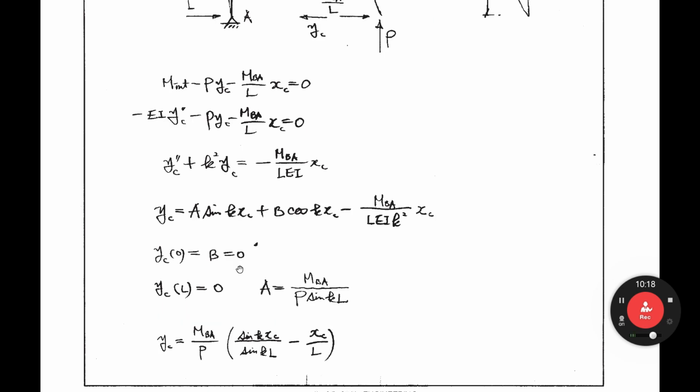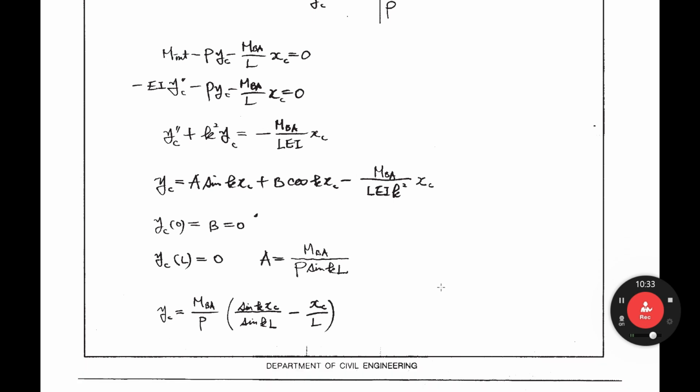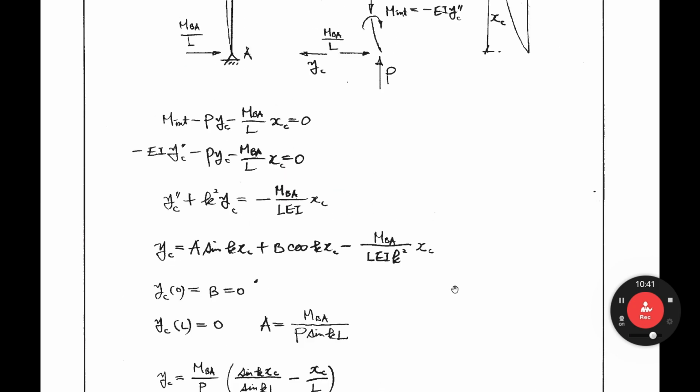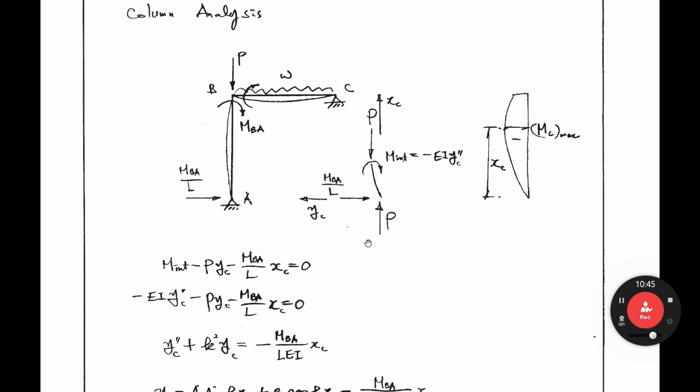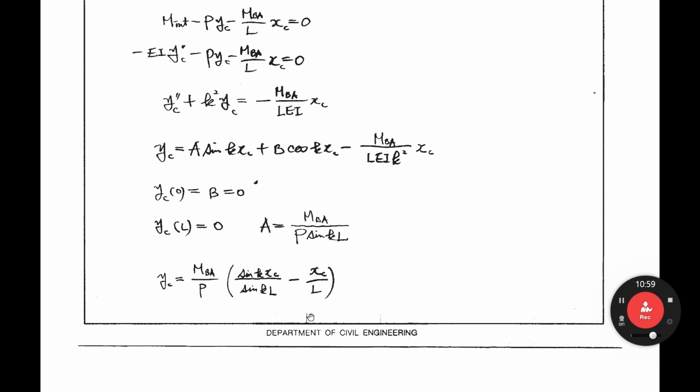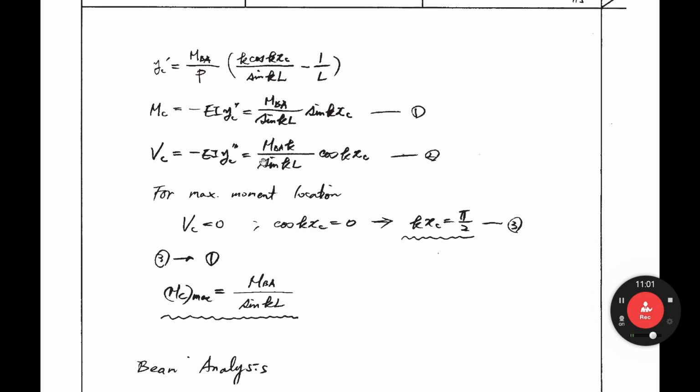So ultimately, YC equals this term and this term. Okay? So you can arrange this equation. From this YC, the displacement equation of the column, from this displacement, you can get the maximum moment. How to get it? Firstly, you have to get YC prime, that is the slope.